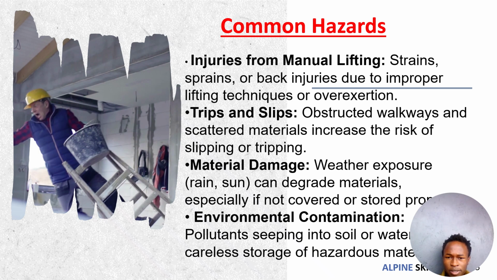Secondly, there are trips and slips. That is when materials are handled in a poor manner. They are laid out everywhere, not arranged, and stored carelessly across the site. They will obstruct walkways, and these scattered materials increase the risk of slipping or tripping. Let's say we have blocks of timber laid out just everywhere, on the walkways and paths on site. These are going to cause slips and trips, which are going to make people fall.